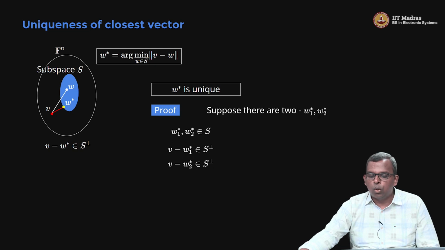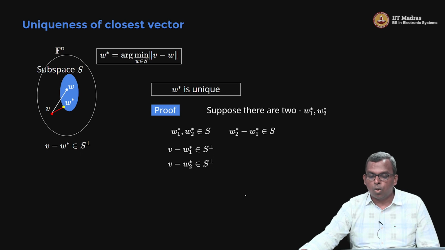So, if there are 2, here is the structure that is coming out. Both of them belong to S, right? Of course, they belong to S. W star belongs to S, so both of them will belong to S if there are 2 optimum values. And these 2 guys have to belong to S perp. What are the 2 guys? V minus W1 star and V minus W2 star both have to belong to S perp. This is true because we know that this is true for the minimizer.